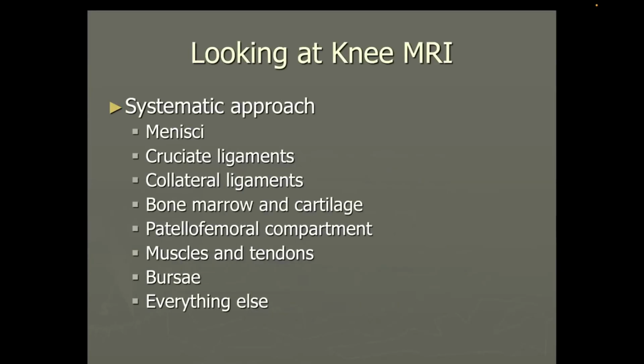So anyway, when looking at the MRI, I think you want to have a systematic approach. Look at the menisci, the cruciates, the collaterals, some bone marrow changes, cartilage, the patellofemoral compartment, muscles, tendons, bursa, and then everything else. And so I've kind of stayed true to this approach. I look at the MRI sort of systematically. I'll start by looking at the meniscus, the cruciates, the collaterals. I'll look for bone marrow edema changes, cartilage problems. And then I'll kind of scroll through the patellofemoral compartment to see if there's anything I can find there, muscles, tendons, and then bursa, and then anything else I might see.